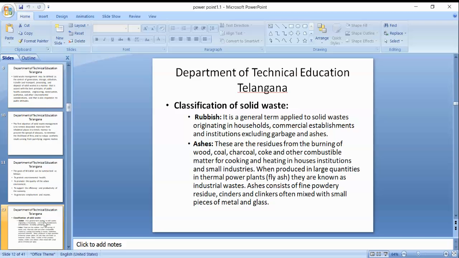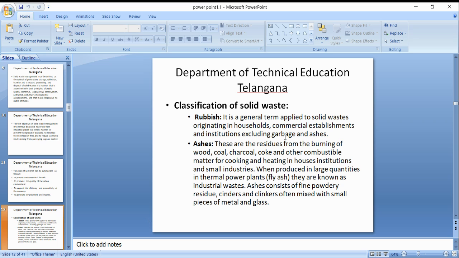The next topic is classification of solid waste. Different types are there, around 12 classifications. The first classification is rubbish. It is the general term applied to solid waste originating in households and commercial establishments, excluding the garbage and the ash.